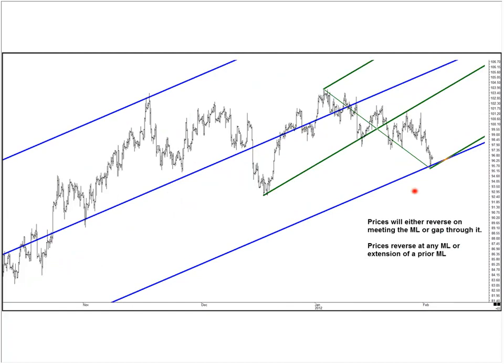Now, we can draw a minor, at least compared to this blue line, a minor median line. This low, this high, this low. Here's our test up here. Here's our test down here. We're going to use this as our C pivot and some inside pivots for our A and B.